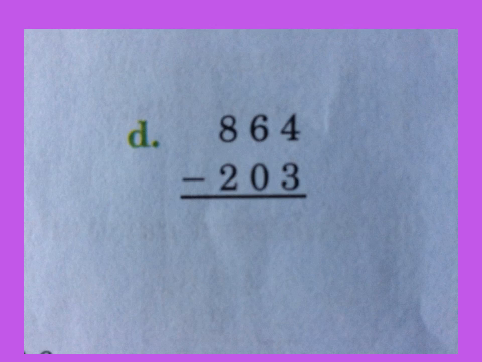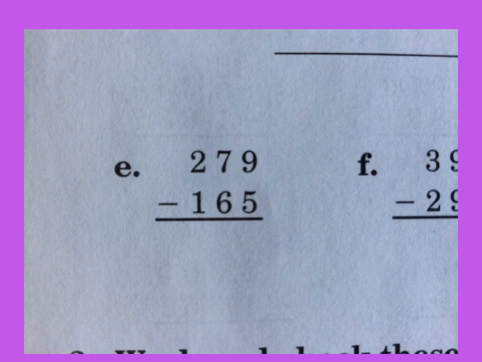D. 4 minus 3 is 1. 6 minus 0 is 6. And 8 minus 2 is 6. And our answer is 661. E. 9 minus 5 is 4. 7 minus 6 is 1. And 2 minus 1 is 1. And our answer is 114. Circle your answers.